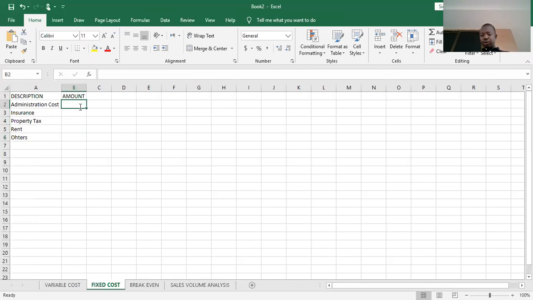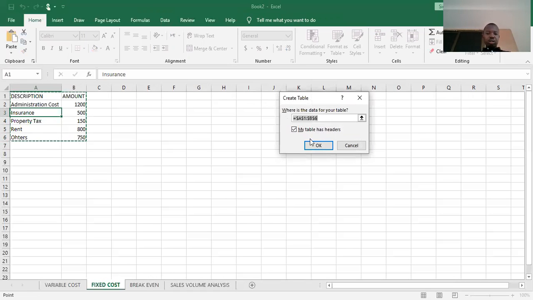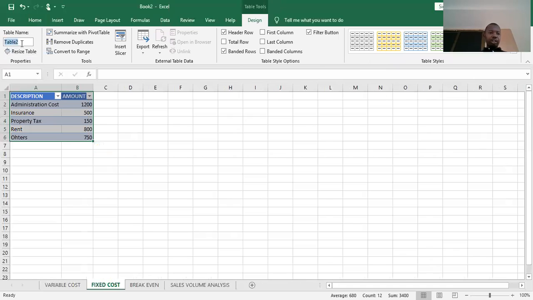Okay, so their values. Admin cost is 1,002. Insurance 500. Property tax 150. Rent is 800. Others is 750. Okay, here too, I'll get my table, which can be Control plus T. Control plus T will give you a table. Then click OK. This table is called fixed table. So that is the end of the tables.